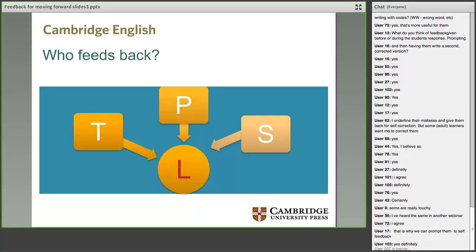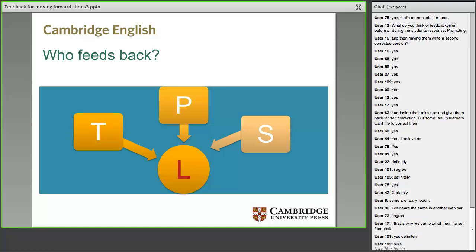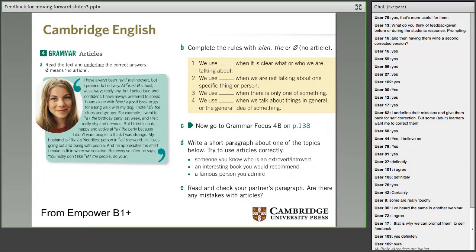And somebody says some are really touchy. I think that's a really good point. You know, if you don't train them to give each other feedback, they might actually come over as a bit rude and upset somebody, or they might, I find very often they just say, yes, it's very good. And, you know, they're not confident enough to correct each other. So let's have a look at a way that we can really train students to give themselves feedback and give other people.